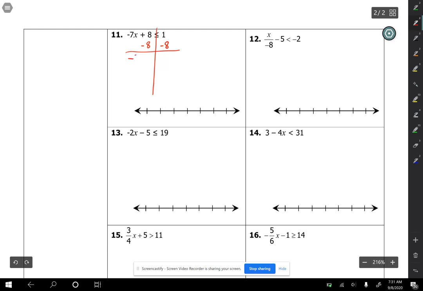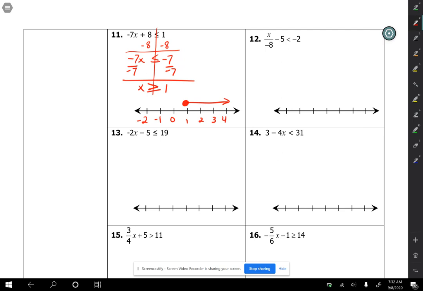Still solving. -7x is less than or equal to -7. Divide by -7 on both sides. When I divide by this negative, that means I need to switch my sign. It's not less than or equal to anymore, it's greater than or equal to. Closed circle because it has a line underneath that greater than symbol.